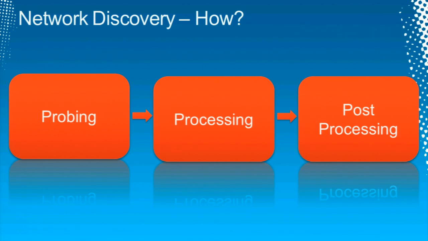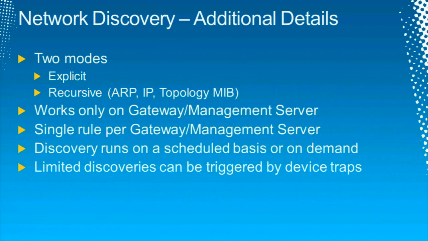So just to recap, it's a 3-step process. We'll first go out, probe, find the devices, then drill into a device in the processing stage, and then on the 3rd stage, we'll post-process, make sure we know which VLANs, which HSRP groups and so forth, so we get that discovered. Now, like we talked, we have 2 modes. Explicit discovery, where we give a list of devices, the names, the IP addresses, and we go out there and find them. The recursive mode, where we'll find a few devices and look at things like the ARP table, where we'll find additional devices that neighbor this device.